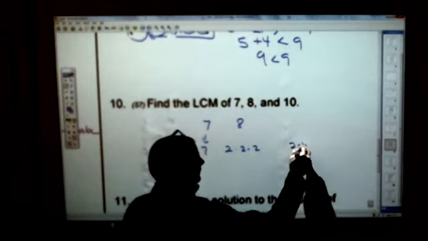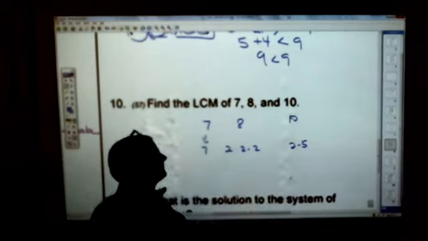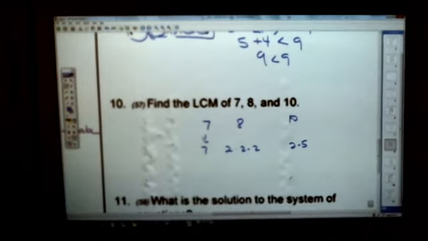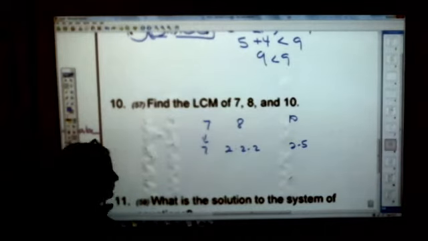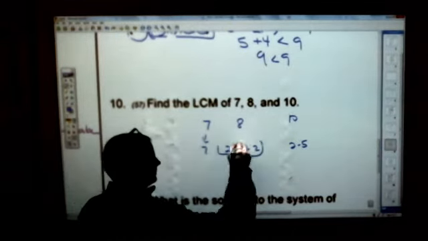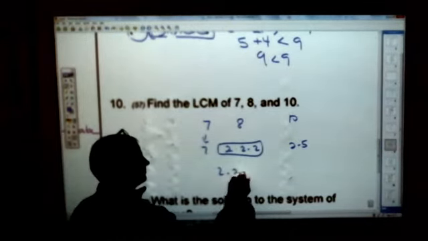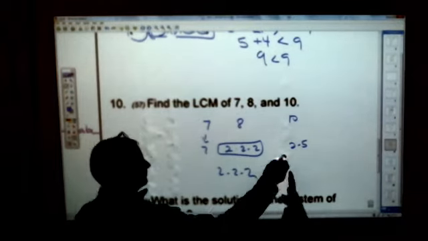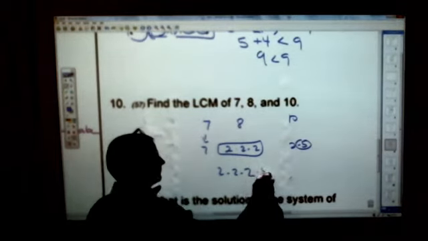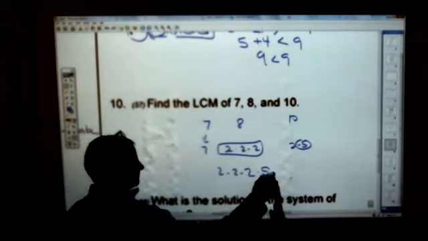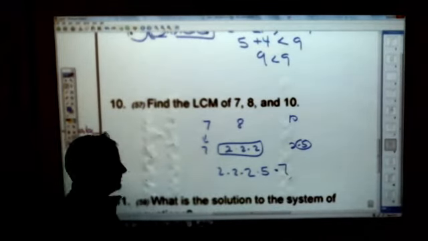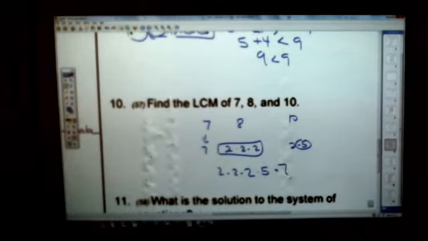Now, what's the rule when you're finding least common multiple? You take the group that has the most. Yes. Which one has the most 2's? 8. So you take 3 2's. Which group has the most 5's? Which group has the most 7's? And you're saying when you multiplied all that, you got 140?